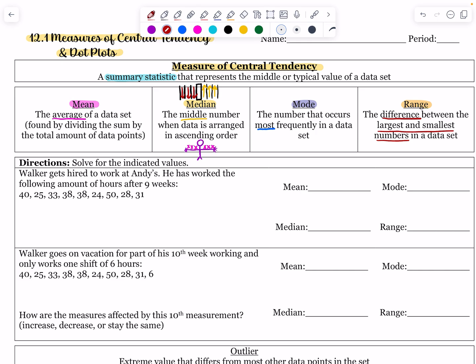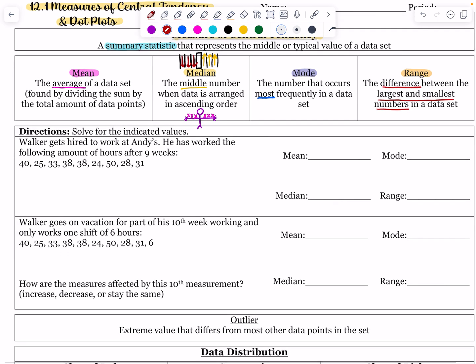It says that Walker gets hired to work at Andy's. Andy's is a place in Vestavia. He has worked the following amount of hours in 9 weeks. So these are different data points. 40 hours, 25 hours, 33 hours, 38, 38, 24, 50, 28, and 31. The first thing we're going to do to help us out is to put these in ascending order, because I know for some of these pieces, I've got to have them in ascending order.